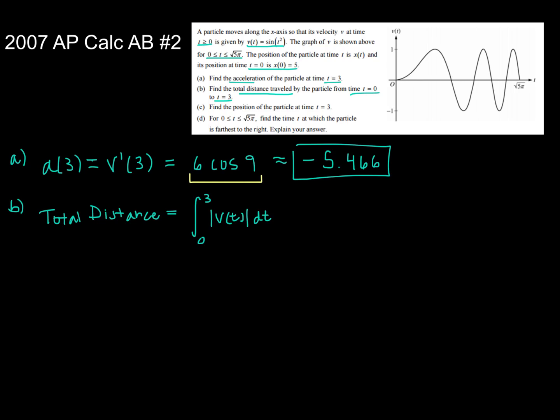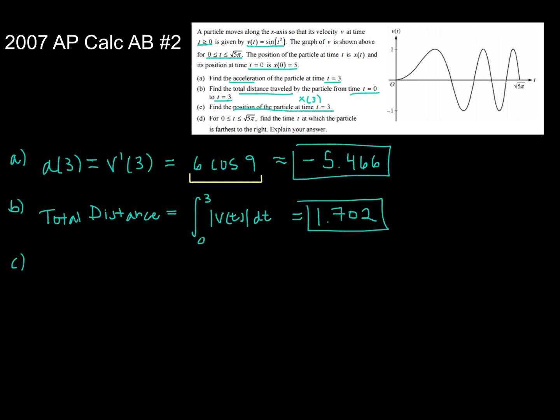And when you do that, you can then compute the value of this definite integral very quickly and find that it is equivalent to 1.702. And that is the total distance traveled by the particle between 0 and 3. Notice how much easier that is going to be.